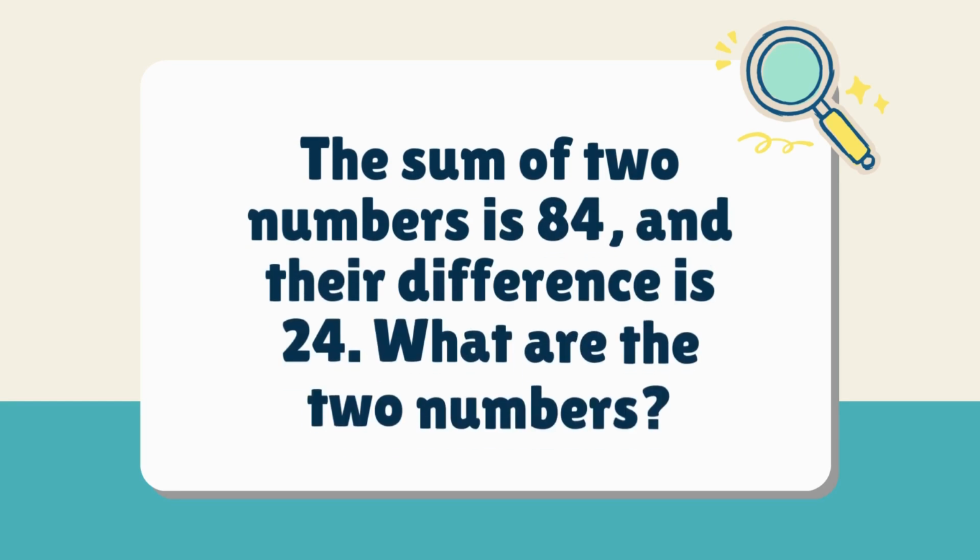Time's up. The correct answer is 8 hundredths. Next question. The sum of two numbers is 84 and their difference is 24. What are the two numbers? Your timer starts now.